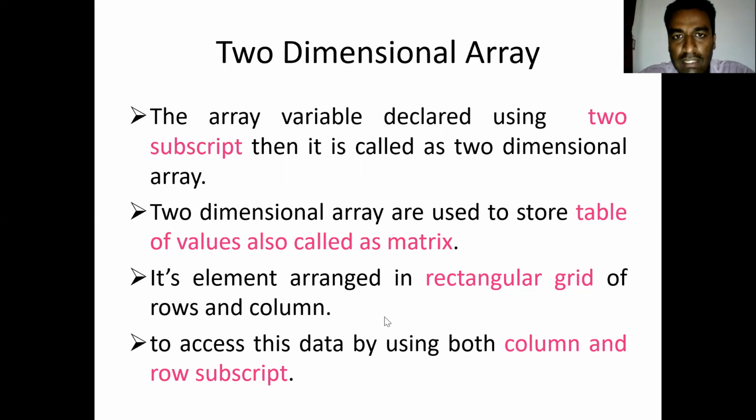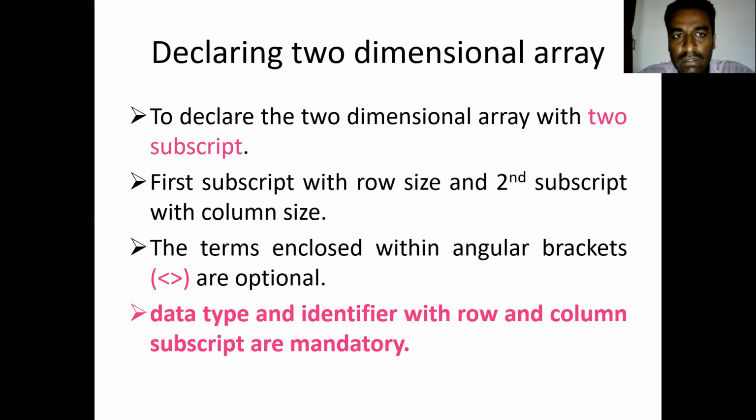So how do we declare a two-dimensional array? You have to declare the array with two subscripts. The first subscript is called the row and the second subscript is called the column. The second is enclosed within angular brackets, which means it is optional. There is no need for those angular brackets; it is optional.